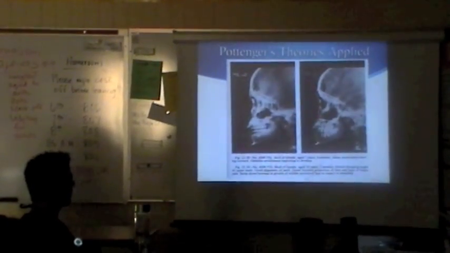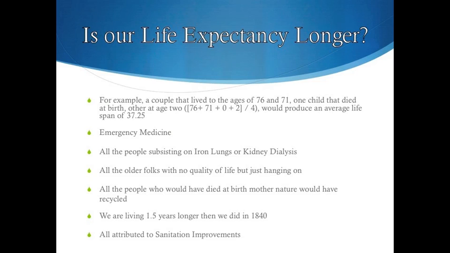You see that? Okay, so is our life expectancy longer? I'm going to give you a little example here. Let's imagine a couple that lived to ages 71 and 76, and 71 for the other. One child died at birth, the other at 2. These add together, divided by 4, would produce an average lifespan of 37.25.